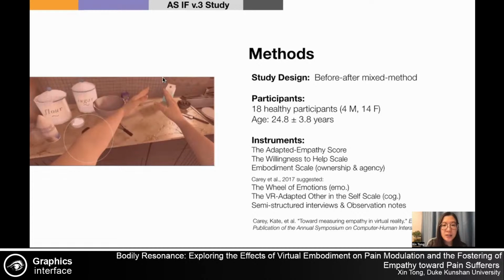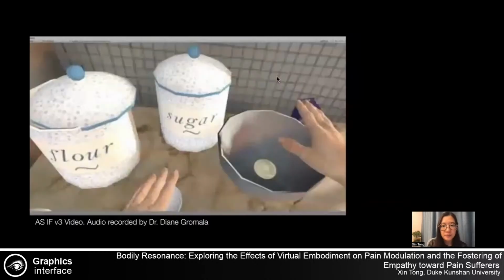We then conducted another round of testing with different participants in a before-after study design and measured their empathy and embodiment levels before and after the VR intervention.